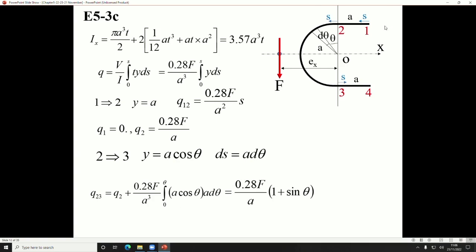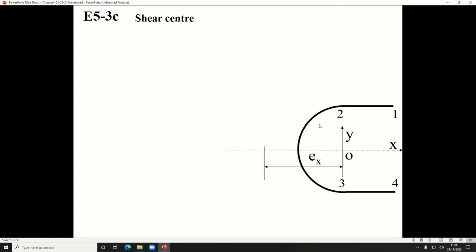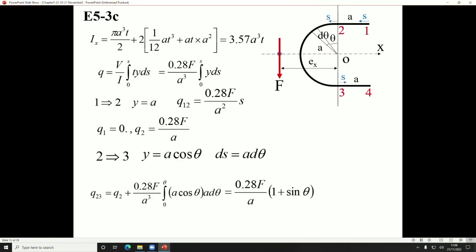So I have a linear variation here, and then I have a sinusoidal distribution for the curved panel. Any questions on this slide?